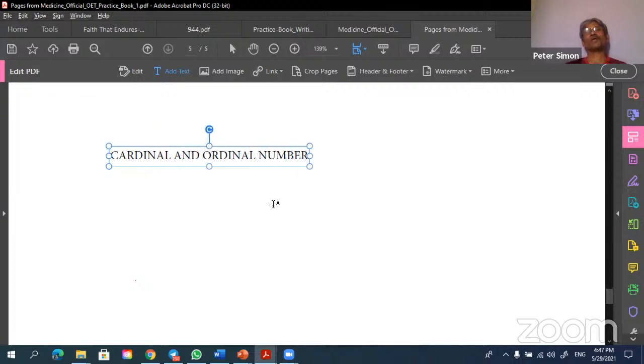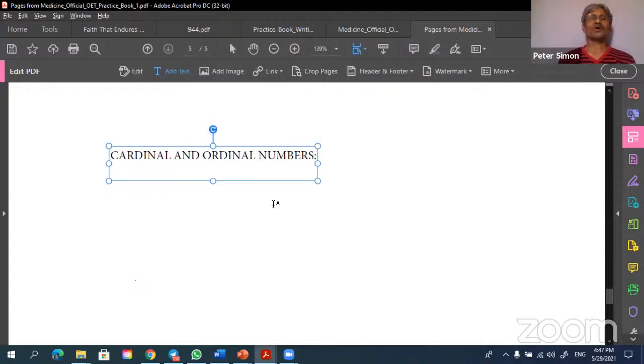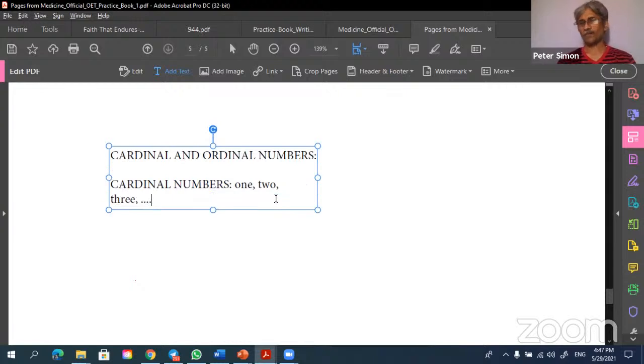Many people don't know that there exist these two types of numbers. Now, what do you mean by cardinal numbers? What do you mean by ordinal numbers? Cardinal means as if on a card. Ordinal number means order or sequence. So first one is cardinal number. What are cardinal numbers? Cardinal numbers means 1, 2, 3, so on and so forth.